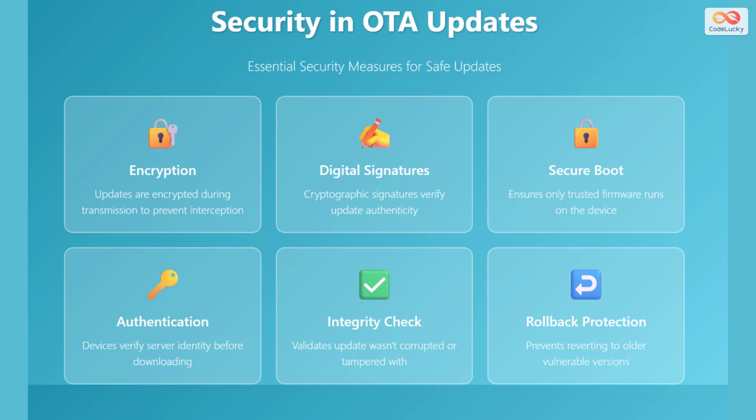Fourth, authentication requires devices to verify the server's identity before downloading anything, preventing man-in-the-middle attacks. Fifth, integrity checks validate that the update file was not corrupted during download or modified by attackers. Finally, rollback protection prevents attackers from forcing devices back to older versions with known vulnerabilities. These layers work together to create a robust security framework.